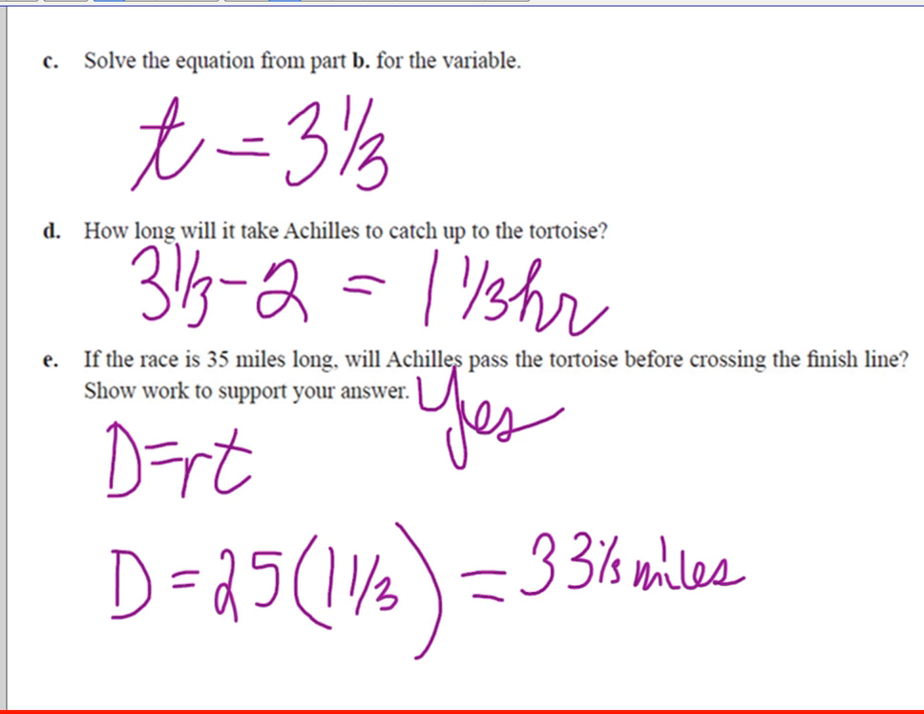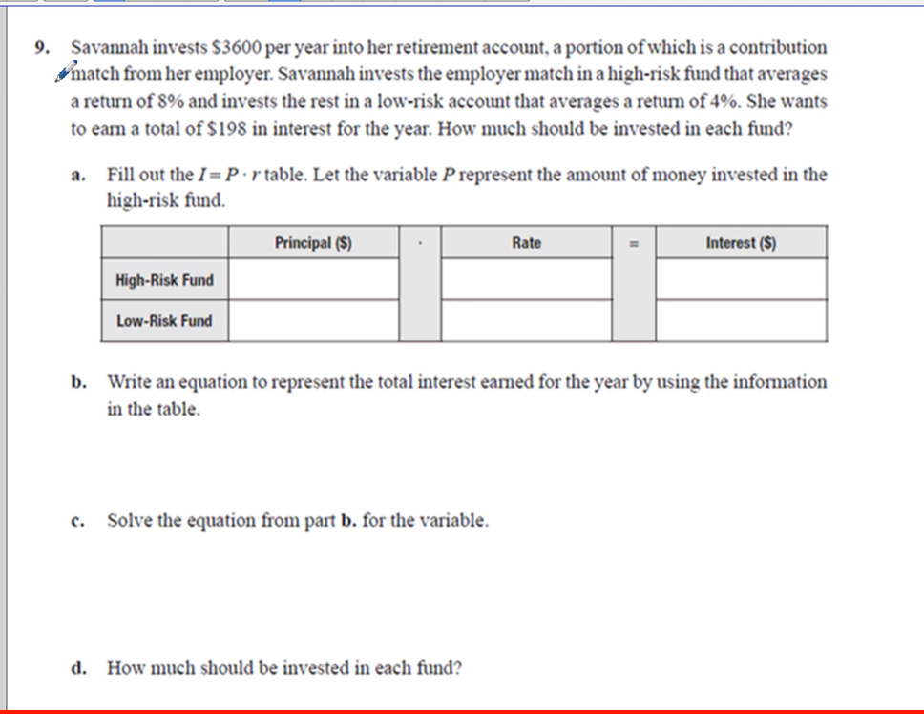Let's look at another story problem. Savannah invests $3,600 per year into her retirement account, a portion of which is a contribution match from her employer. Savannah invests the employer match in a high-risk fund that averages a return of 8%. So let's go ahead and put that in, 0.08. And the rest in the low-risk account that averages a return of 4%, so 0.04.